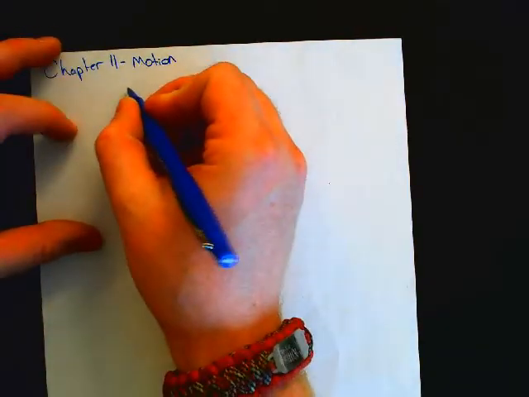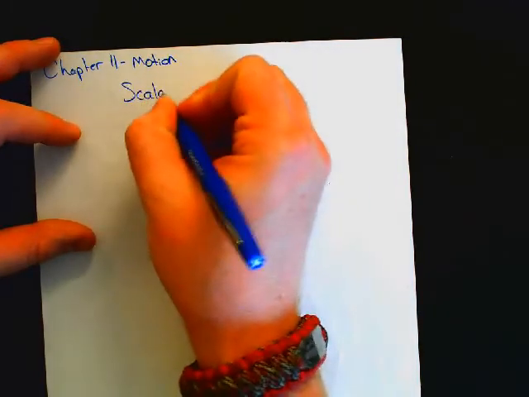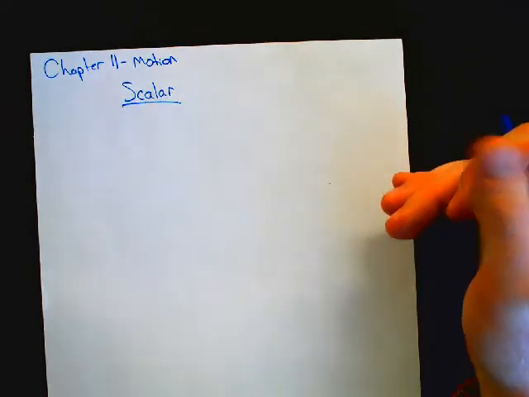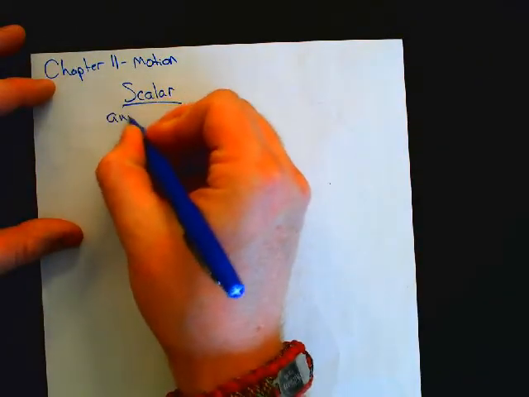Talking about motion, we're going to start talking about an entirely new category of units. Up until now, every unit we have talked about has been considered a scalar unit. Scalar units are any unit that can be defined by magnitude alone.